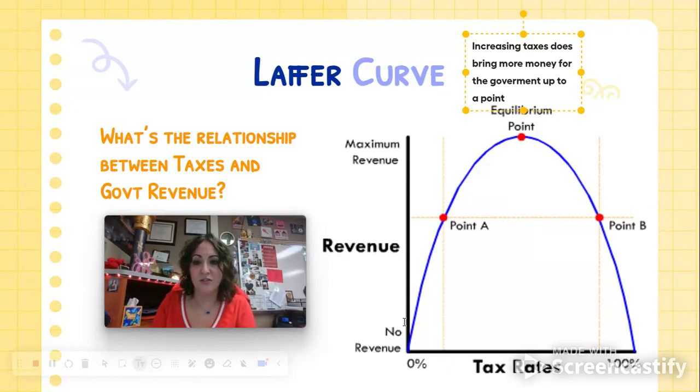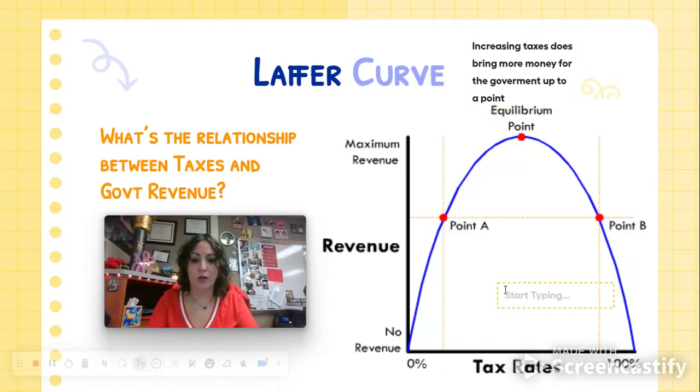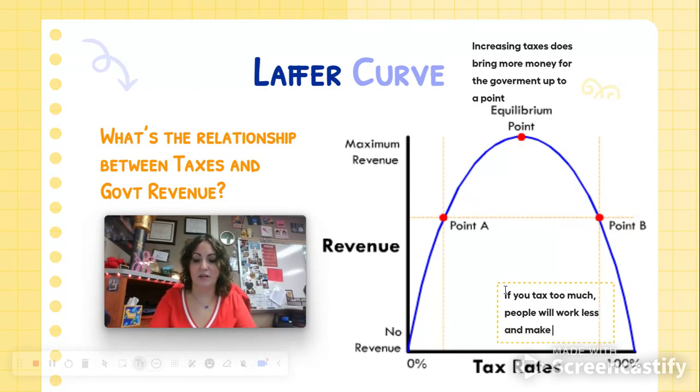And then after that equilibrium point, if you tax more, the government will actually make less money because people work less. So if you tax too much, people will work less and make less money, meaning the government's also making less money.